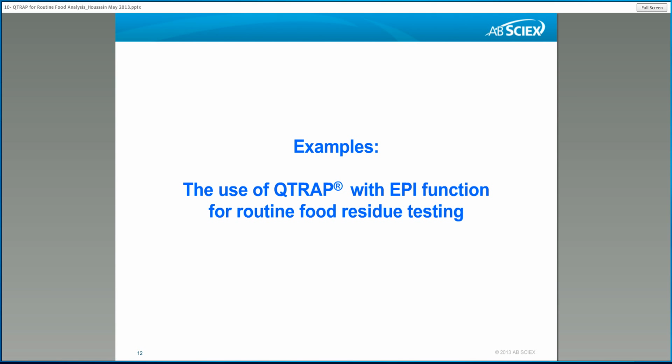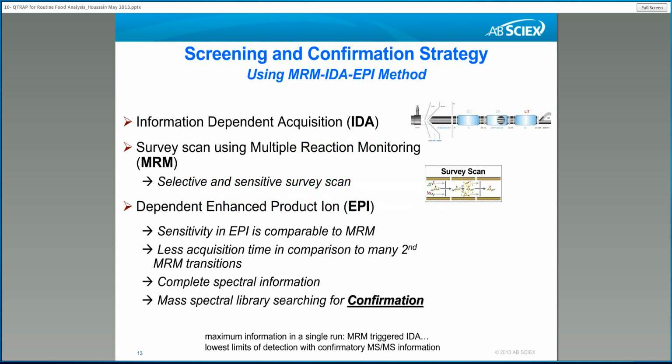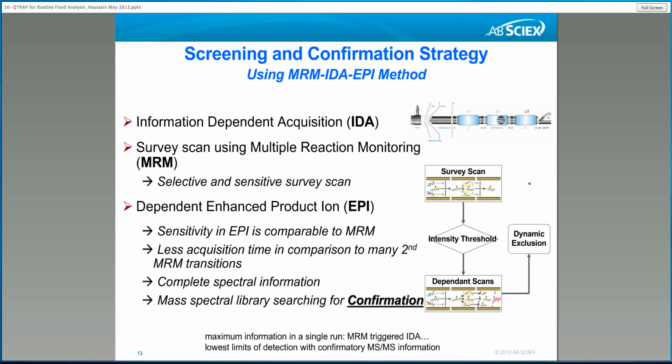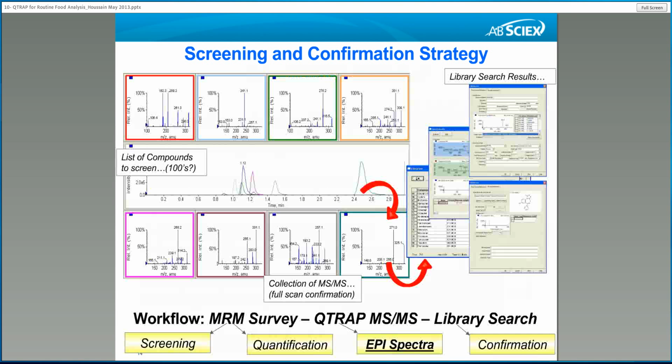Let's go into more detail and show you how these EPI spectra can give you more confidence in your analysis. The overall screening and confirmation strategy for routine analysis is as follows. We use a survey scan using a list of MRMs, and every time there is a peak above a certain threshold, an EPI spectrum is collected and used for library search, identification, and confirmation. This is practically what we call an MRM IDA triggered EPI method.